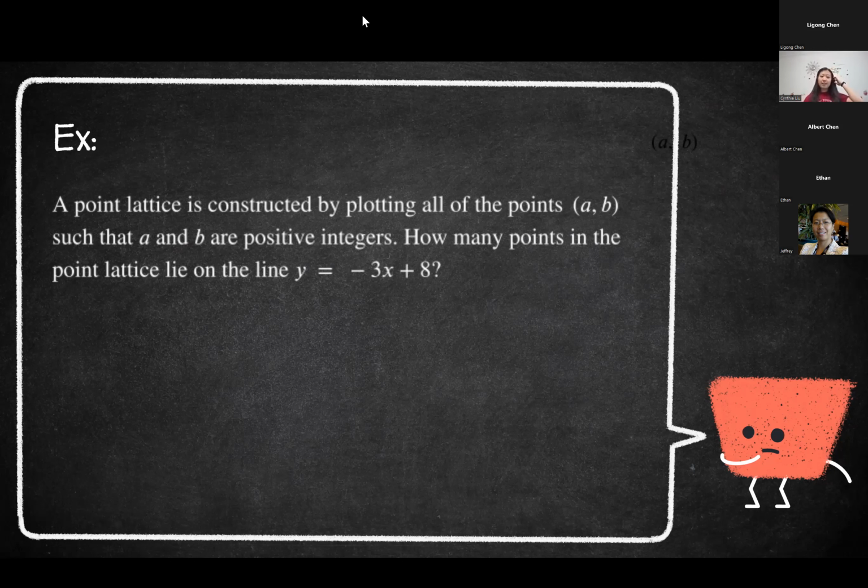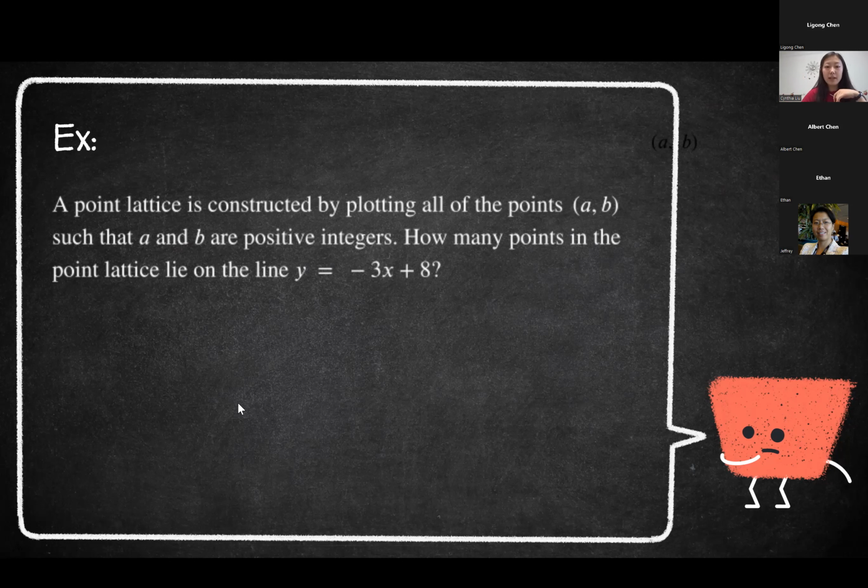Okay, I'll go ahead and go over this. It says a point lattice is constructed by plotting all the points (a, b) such that a and b are positive integers. How many points in the point lattice lie on the line y equals negative 3x plus 8? So it goes over the point lattice that we talked about, which is just a grid of points with integer values. So we need to find how many points in the lattice lie on this line, right?